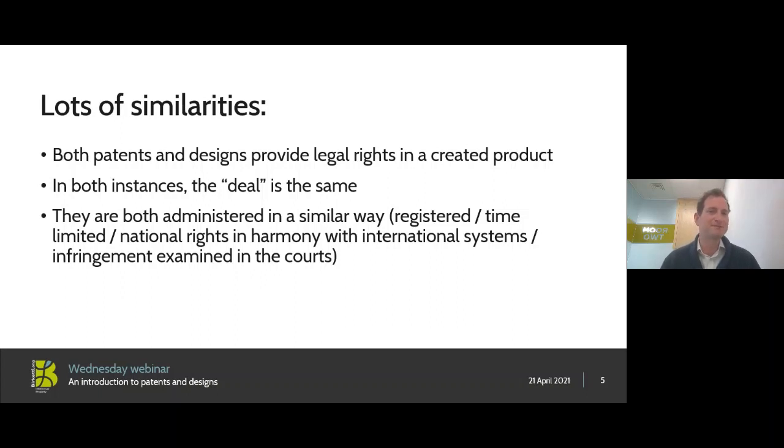And then my third point on this slide is that they are administered in the same way, and I suppose that's been implicit in some of the things that I've said already, in the sense that there's a process for both of them. There's an application to be made. There are discrete stages that have to be gone through in order to get to registration.